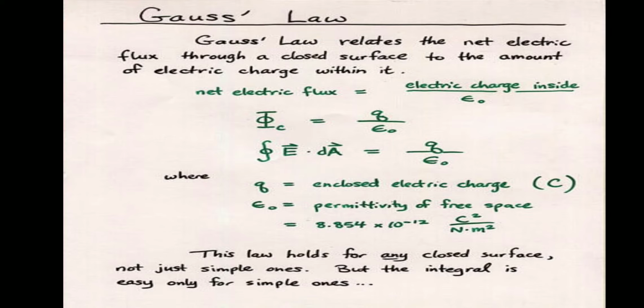That is given by the closed integral of E dot dA, which is equal to Q upon epsilon naught, where Q is the charge enclosed and epsilon naught is the permittivity of free space, whose value is equal to 8.854 into 10 to the power minus 12 Coulomb square per Newton per meter square.